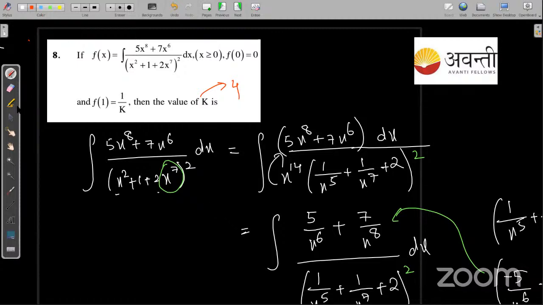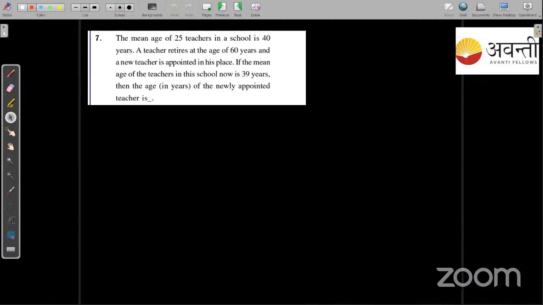Okay, cool. So if we proceed on to the next question, what is the question that has been given to us? This is about standard deviation, mean, and all. This is very easy, guys. If you properly look at the question, what has he given to us? Total how many teachers are there? 25 teachers are there, right? The mean of 25 teachers in a school is 40 years, right?